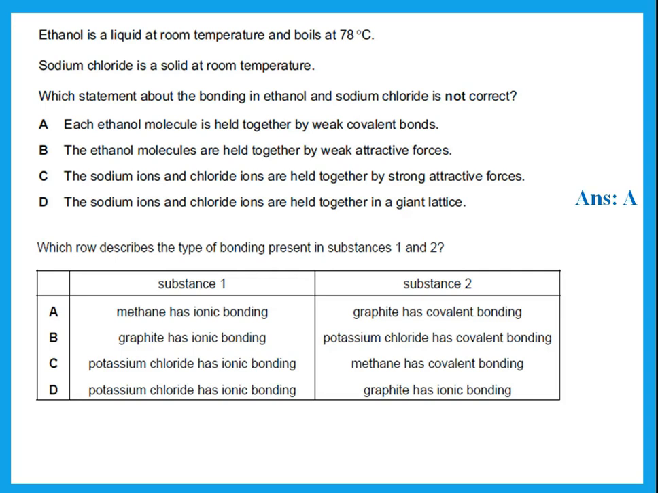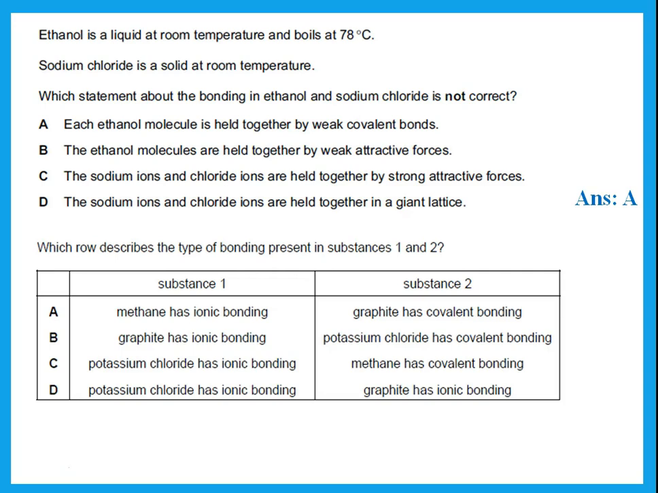Substance 1. He has different choices for substance 1. He's saying methane has ionic bonding. Is that correct? Methane, you should remember, is a molecule between carbon and hydrogen. Both of them are non-metals. That means they're covalent, not ionic. Remember that for ionic, one of them has to be a metal and the other a non-metal.